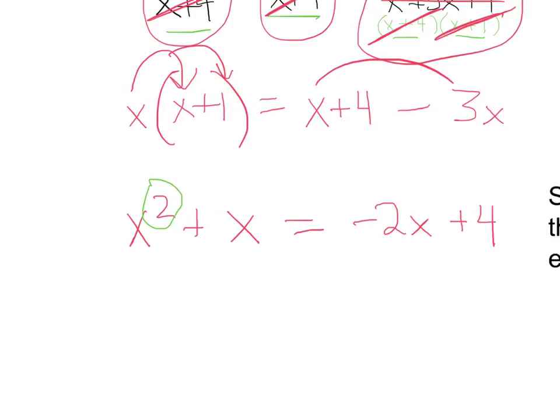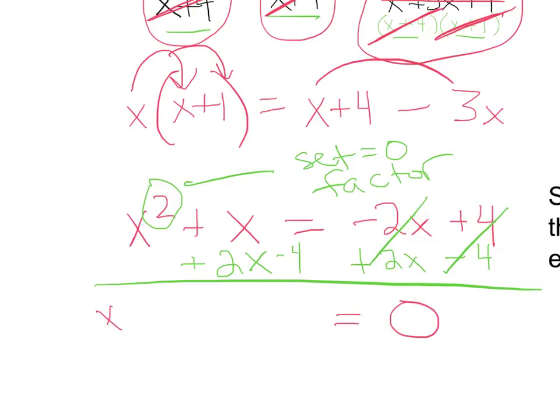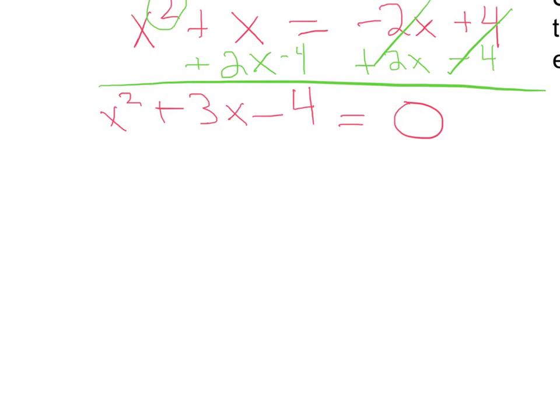So we want to set equal to 0 and factor. So we're going to move everything to that side. So we're going to add 2x. And then we're also going to subtract 4. So on the right now we've got 0. On the left we've got x squared plus, when we add the x's, we've got 3x minus 4. Then we want to factor that.